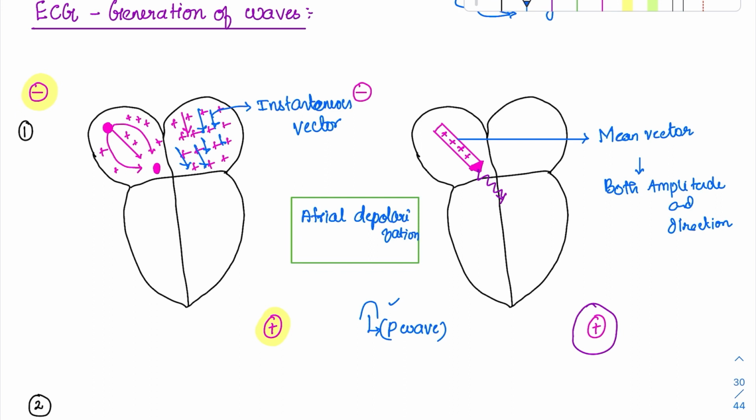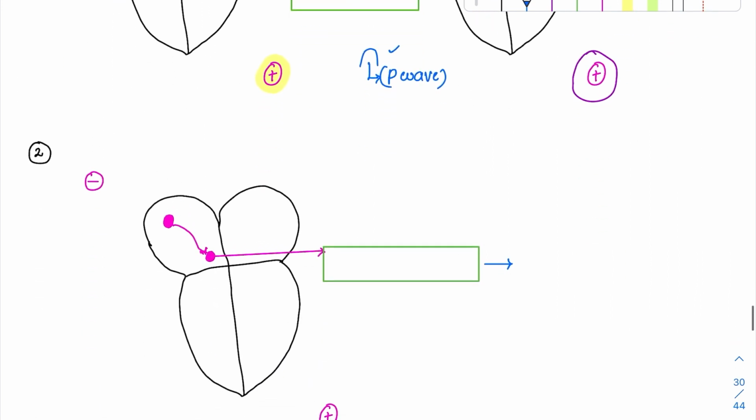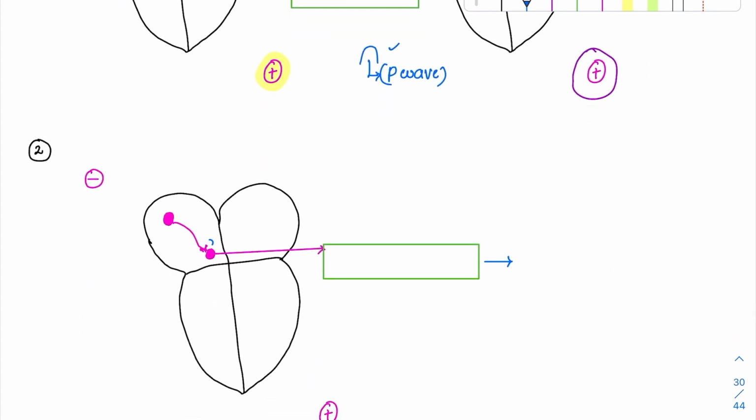Now coming to the second activity, from the SA node it has reached the AV node. What is the main function of the AV node? It acts like a gatekeeper. It keeps the potential within itself for some time, about 90 milliseconds. This activity is called AV nodal delay. During the AV nodal delay, do you think it is producing any electrical activity? It is very, very minute. It will not be picked up by the voltmeter, because the conduction happening inside the AV node is very, very mild.